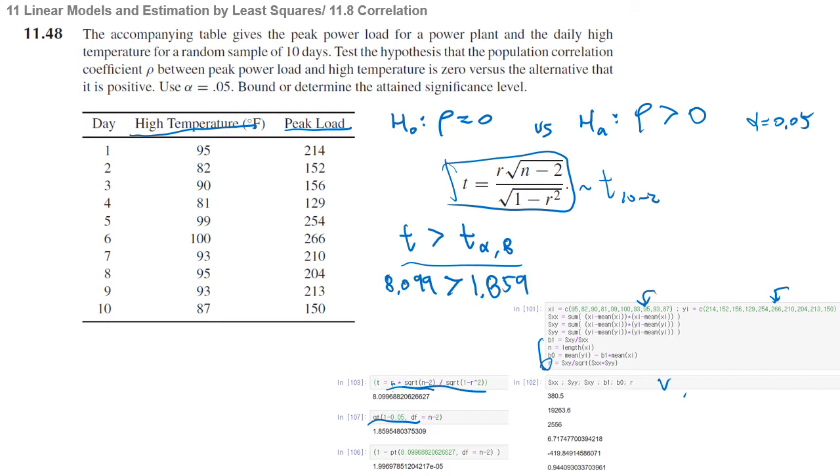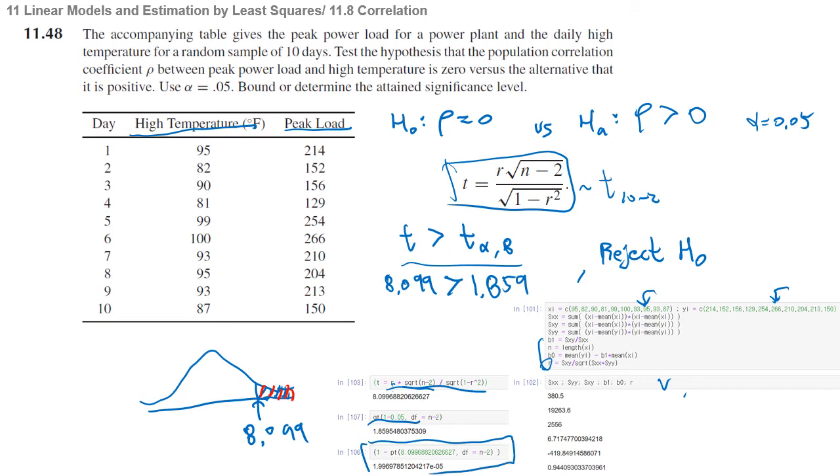And so we reject the null hypothesis. And also we can calculate the p-value. This is a one-tailed example, so the p-value is only this area. The value here is 8.099, and the p-value is the area of this region, so we can calculate it like this. Okay.